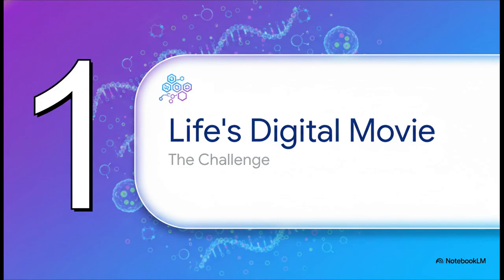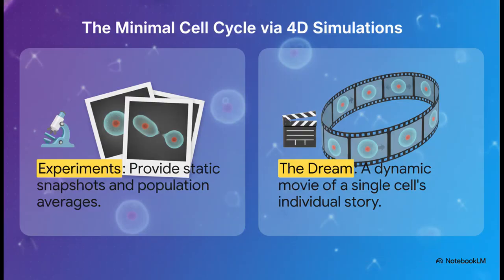To really get it, you first have to understand the massive challenge of actually watching life happen at this tiny scale. Think about it. Our best lab experiments give us valuable clues, sure, but they're kind of like getting a single photograph from an entire movie. Or maybe a blurry photo of a huge crowd. You get the general idea, but you completely miss the individual story. The dream, the holy grail in biology, has always been to watch the whole film, to follow one single cell on its complete journey, with every single molecule playing its part.